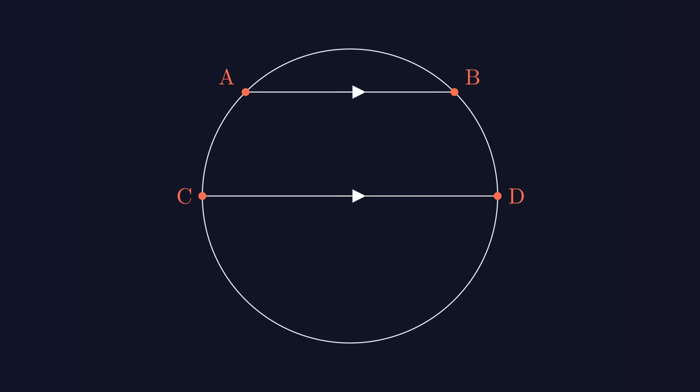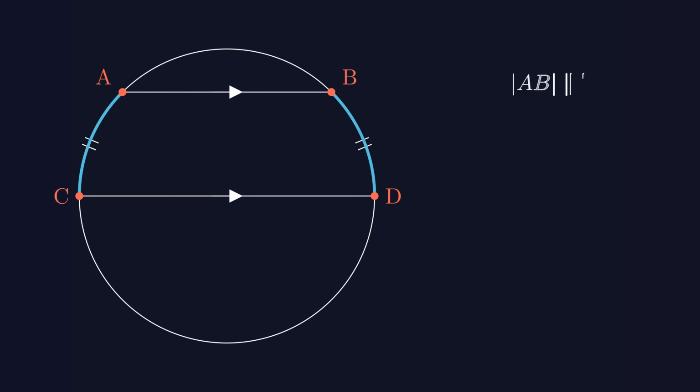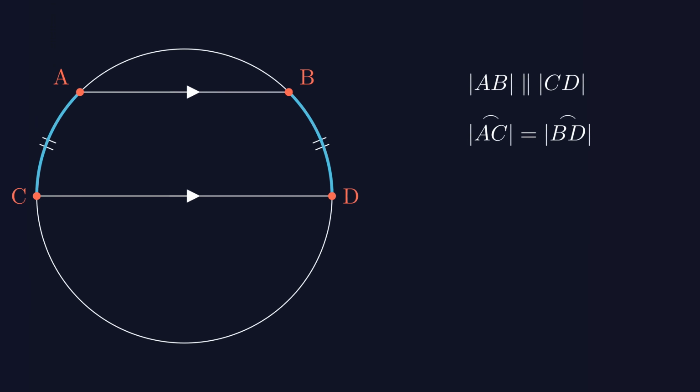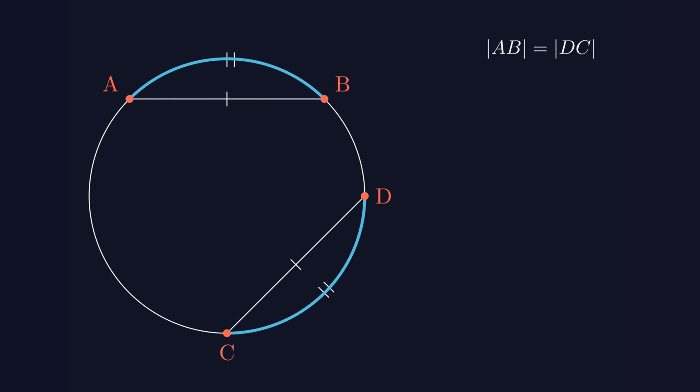Now suppose we have a circle and two chords that are said to be parallel. In this case, the arcs between those parallel chords are also equal in length. If two chords are equal in length, then the arcs they define on the circle in both length and measure are equal too. For example, in this diagram, if chord AB equals chord CD, then the arcs they define are also equal.